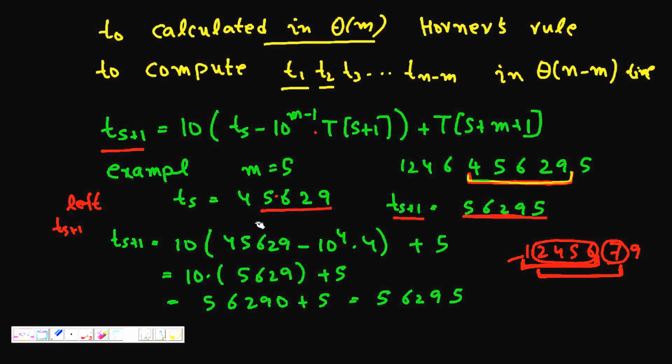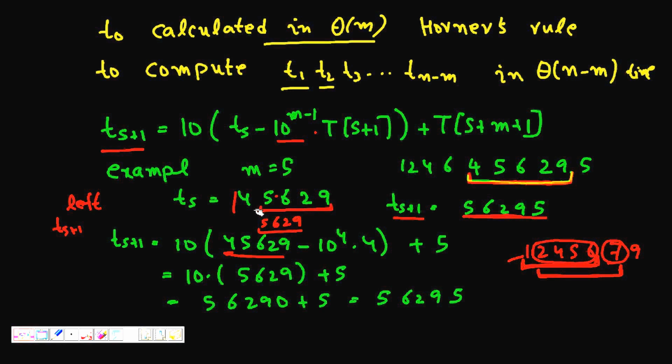Okay, all the last 4 letters. So what we do is that we want to get this from this number 45629. From this I subtract 40,000, that is 10 to the power of m minus 1 into ts plus 1, which was this. So we get 5629, and that's what we wanted. We wanted this separate part.